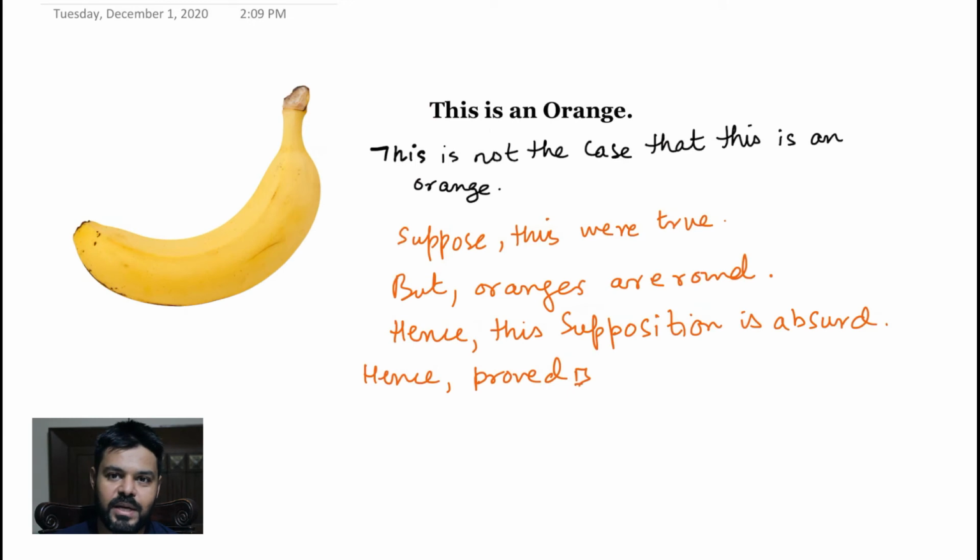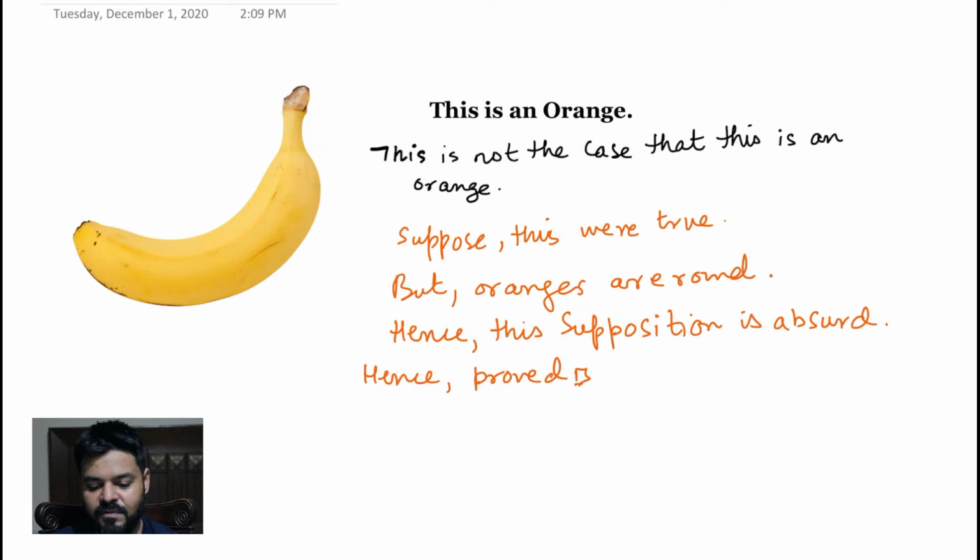So let me show you an easy example, a very intuitive one, just to highlight how this system of proof by contradiction works. So we look at this example which says that it is not the case that this is an orange. Now this is the statement that we want to prove. And how can we prove it? So the first part is to suppose that this were true, and the second part is to show that it is absurd to believe that this is true.